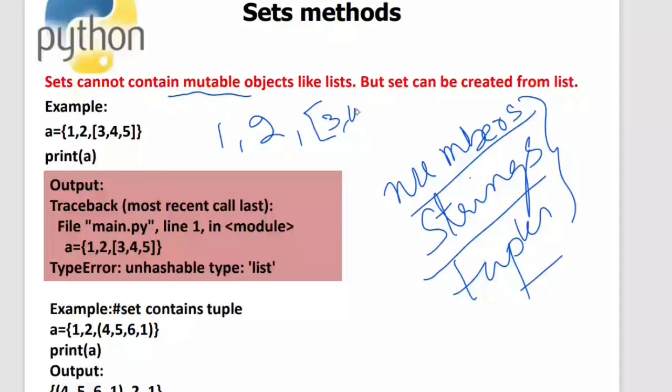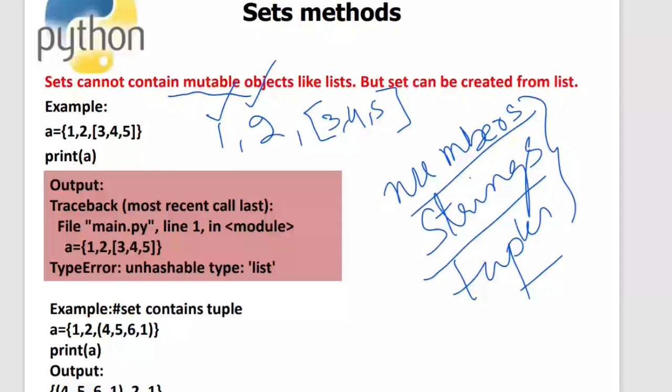Okay, fine. But now coming to the third element, the third element is a list over here, 3, 4, 5. When I try to create a set in this particular manner, this is the output that I'm getting. It is saying TypeError: unhashable type: list. So you cannot have a list. Mutable objects cannot be there inside a set. This is a rule.